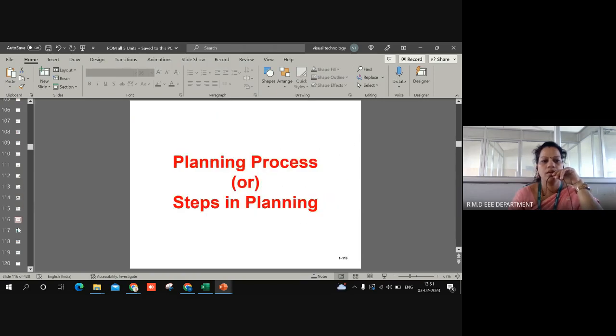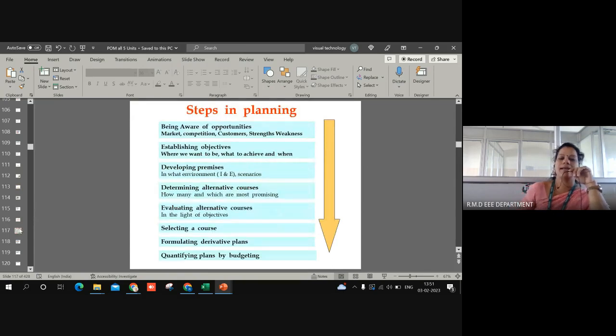So we all know that planning is a process and it contains a number of steps within it. It is not necessary that the steps a particular planning process has are valid for all organizations or all types of plans, right? So a planning process which is suitable for a large-scale organization may not be suitable for a small-scale organization, since the various factors involved may differ from plan to plan or from firm to firm. So the planning process or steps are mostly applicable for major programs.